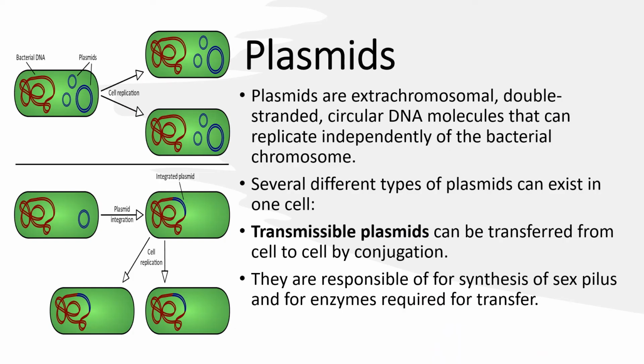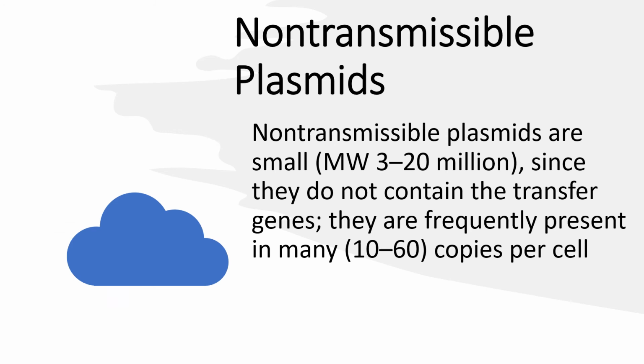Plasmids. Plasmids are extra-chromosomal double-stranded circular DNA molecules that can replicate independently of bacterial chromosomes. Several different types of plasmids can exist in one cell. For example, transmissible plasmids can be transferred from cell to cell by conjugation, and they are responsible for the synthesis of the sex pilus and for the enzymes required for the transfer. While non-transmissible plasmids are small since they do not contain the transfer genes, they are frequently present in many copies per cell.